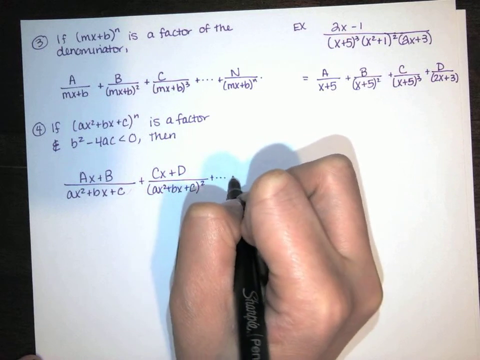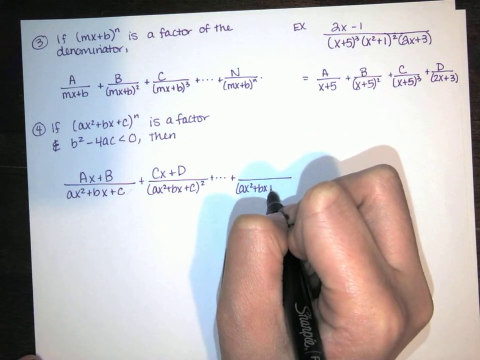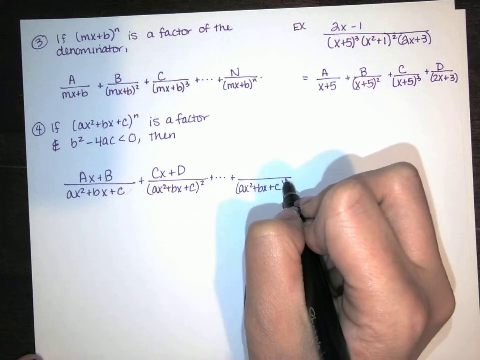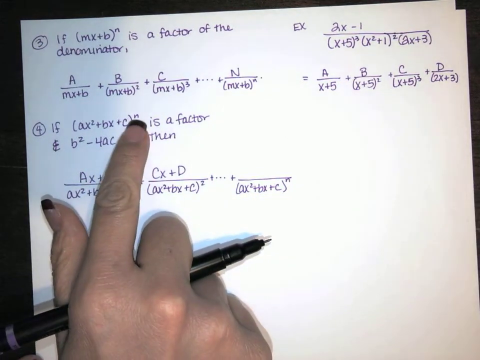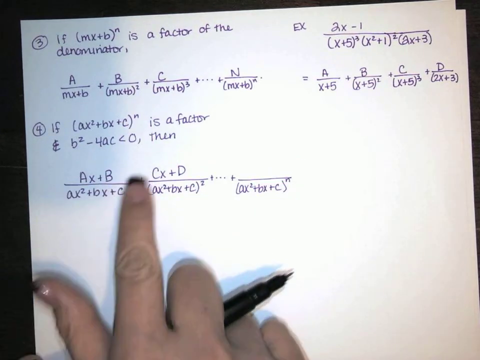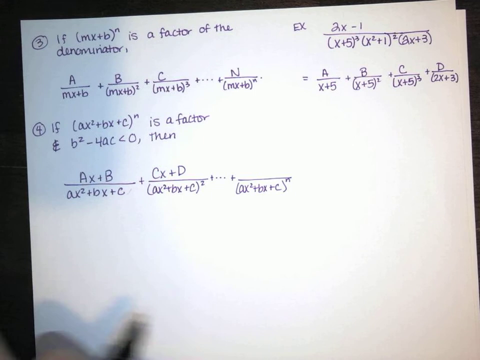and so on until I get to ax squared plus bx plus c raised to the n, whatever that power is. So if that was squared, I'll have 2 terms. If there's just one of those, I'll have 1. If that's cubed, I'll have 3 of them. If that was raised to the 5th, I'd have 5 terms.